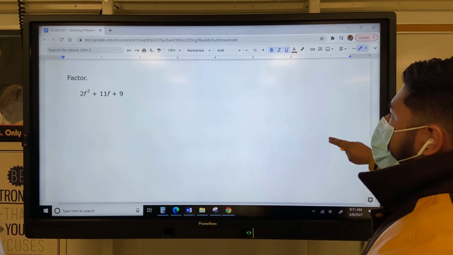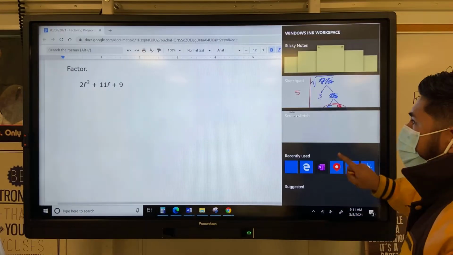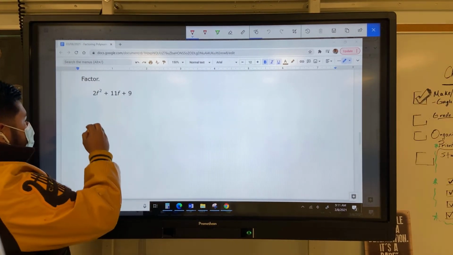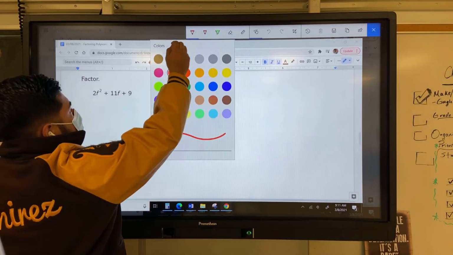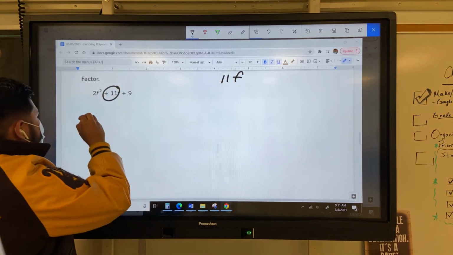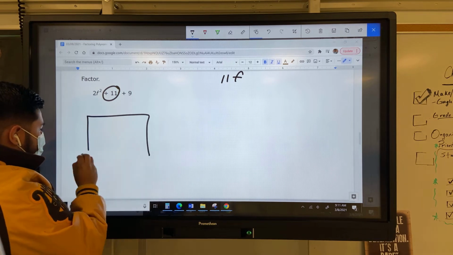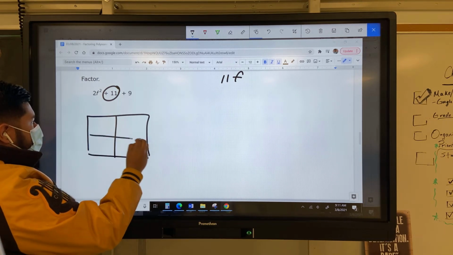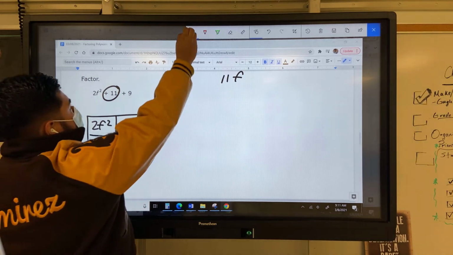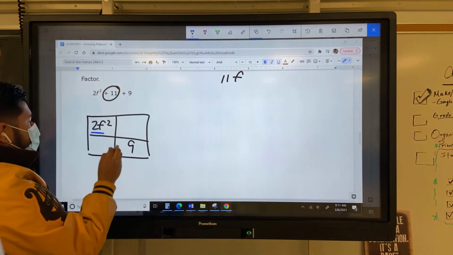All positive, that tells me I don't even have to look up there. All positive tells me it's positive. Let's work it. Okay. Circle 11, because that's what I want. 11f. Box. 2f squared. 9. 2 times 9.